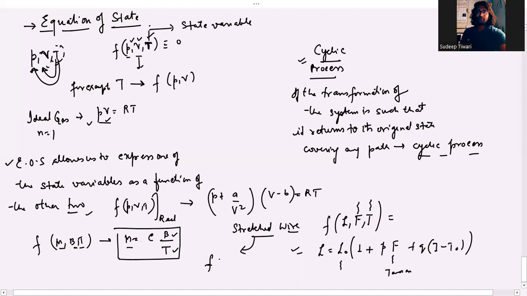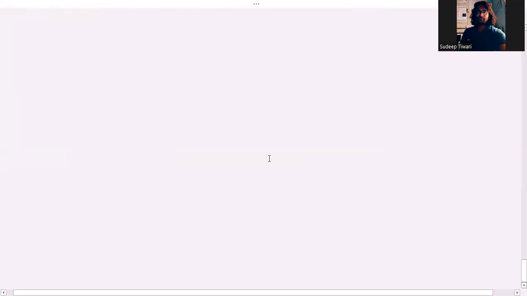Now, you may have studied a few material properties, and I'm going to write a few terms here. If I'm talking of a gaseous system, it is characterized by what? Pressure, volume, and temperature.